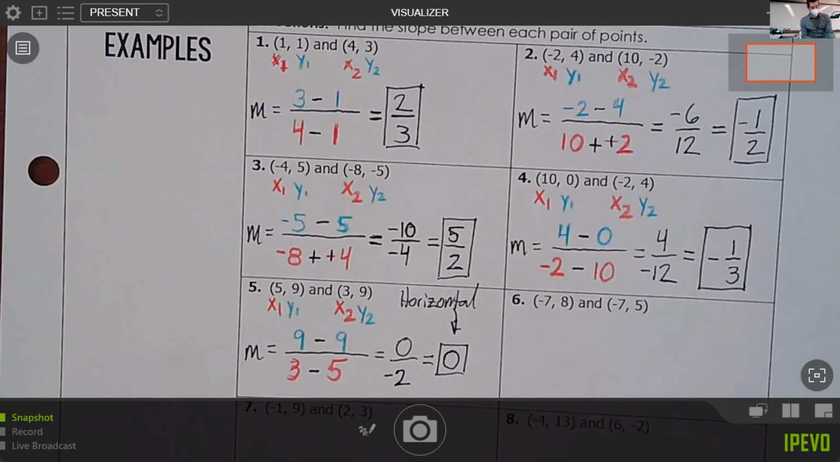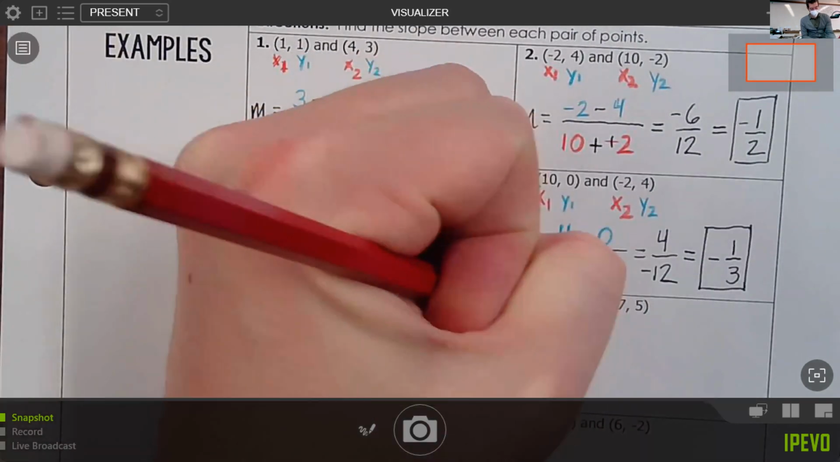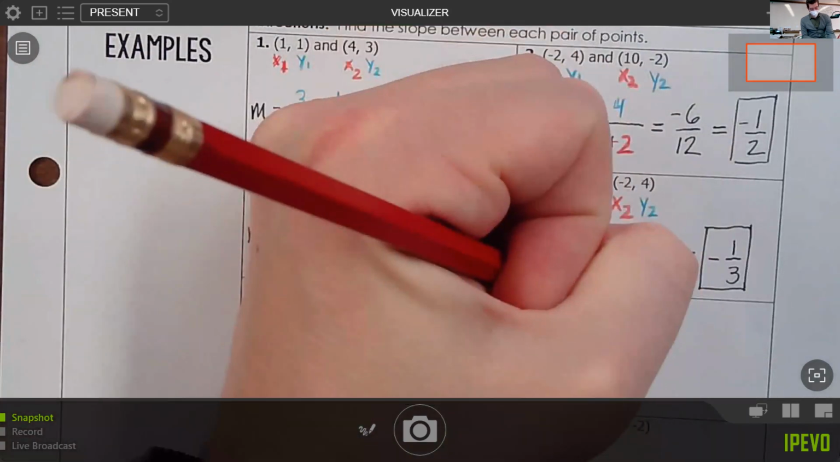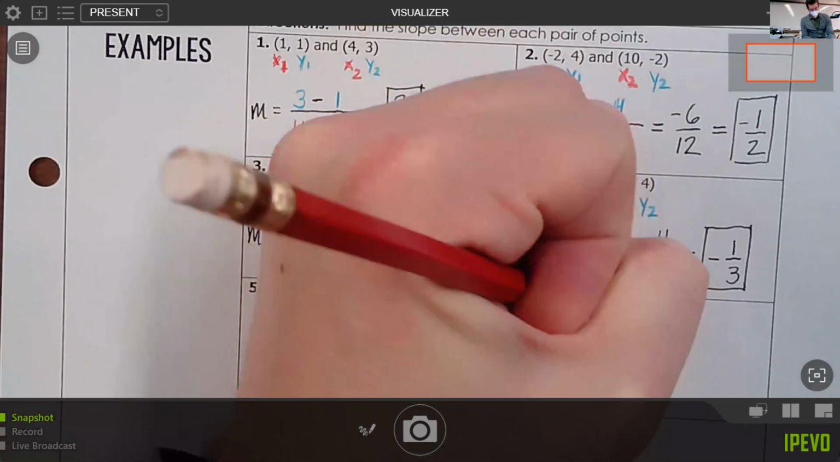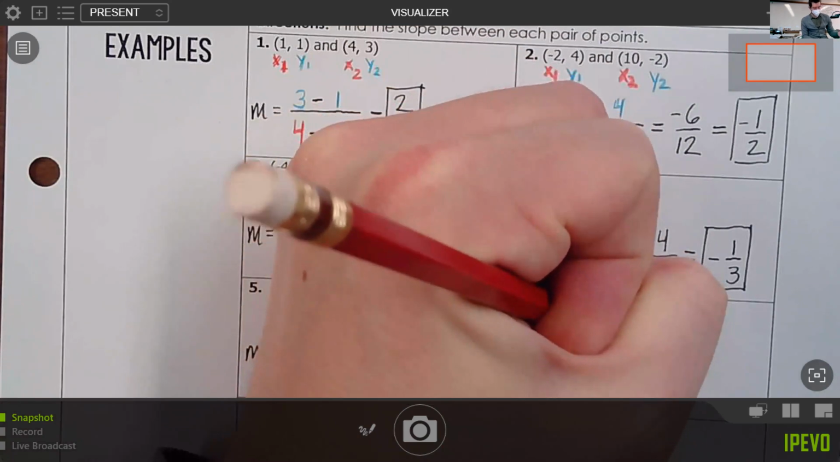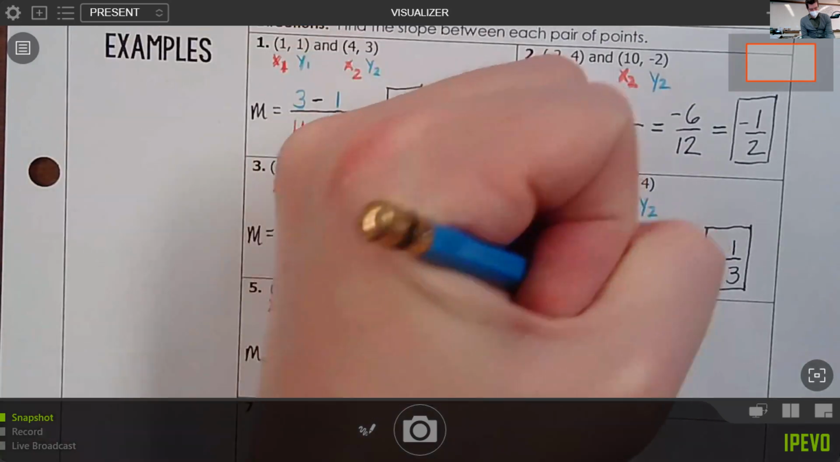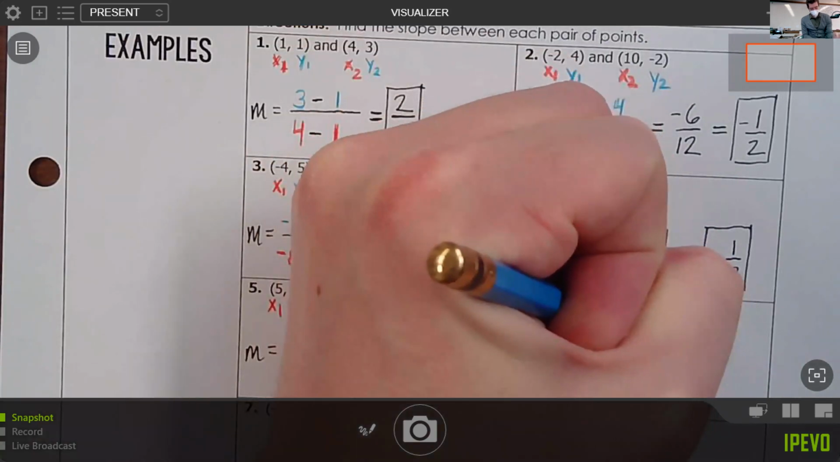So number 6, we've got x1 here, negative 7. And then the second x coordinate is over here, negative 7. So x2. And then we've got y1 for this 8. And then the 5 over here is the second y coordinate. So that's y2.